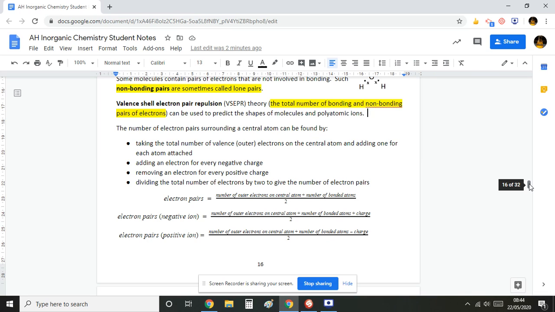If you have a negative ion, you do exactly the same: the number of outer electrons on the central atom, the number of bonded atoms, but then you add the charge, the extra electrons that come from that negative charge, and then divide the overall total by 2. If you have a positive ion, then it's your number of outer electrons on the central atom, add the number of atoms that are bonded to it, and then you subtract the charge. Divide that by 2 to give you the number of electron pairs. You should always get an even number of electrons, which will then give you a whole number of electron pairs.